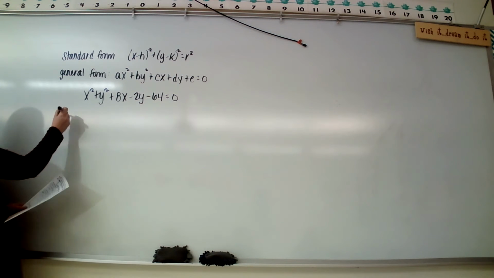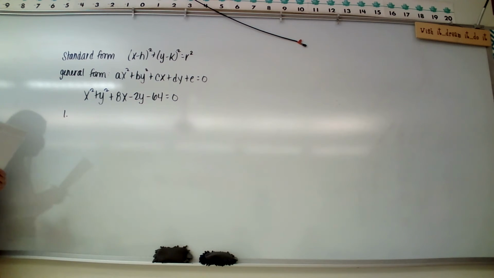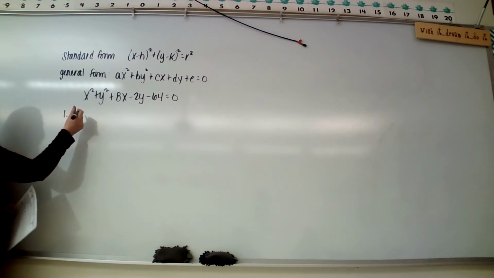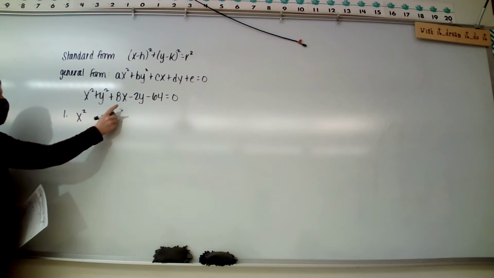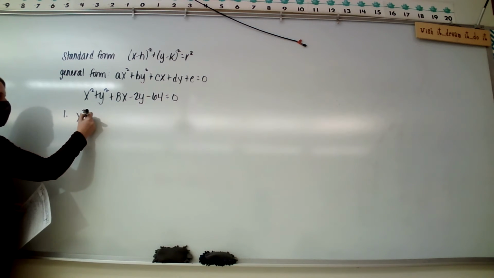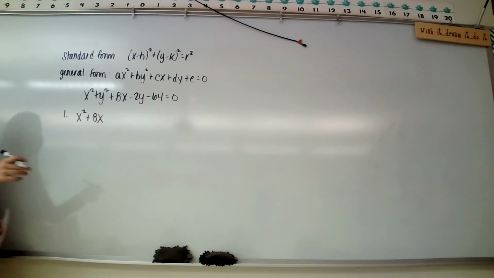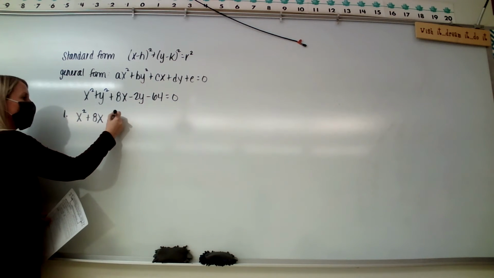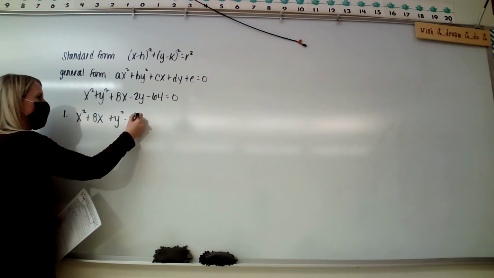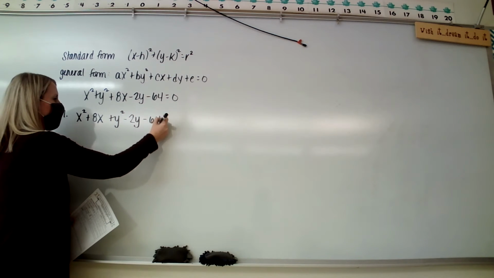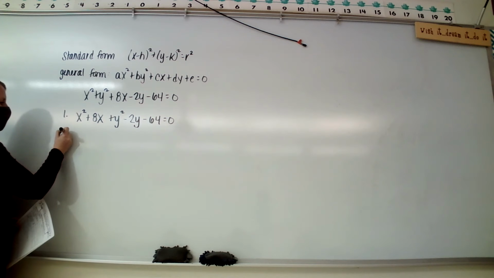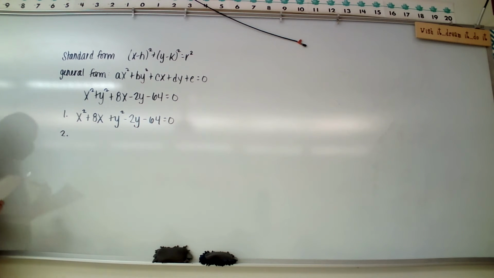So the first step says, group your x's and y's. What that means is we're just going to switch the order a little bit. When I have x squared, I want that other x term next to it. So I'm going to write plus 8x. So I'm basically taking it out of general form, and that's okay. And then I'm going to put the y squared, and I'll put the 2y next to it. We have minus 64 equals 0.